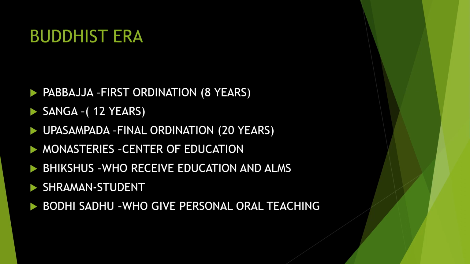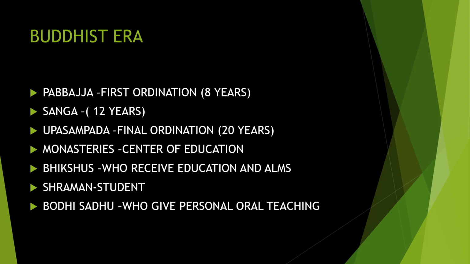Pabja is the first ordination ceremony for a student who entered the education system. That is Pabja, the first ordination ceremony. In the rules and regulations of Buddhist education, 8 years is there, and the first ordination is known as Pabja. Next is Sangha. It is 12 years. And Upasampada is the final ordination. It is after 20 years. When the student is admitted there and has finished the 20 years, then there is Upasampada.